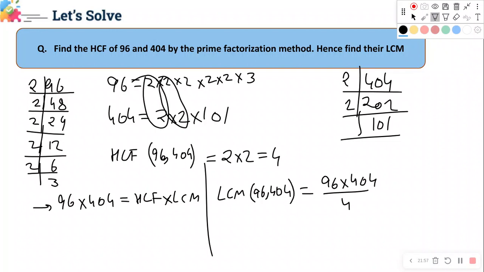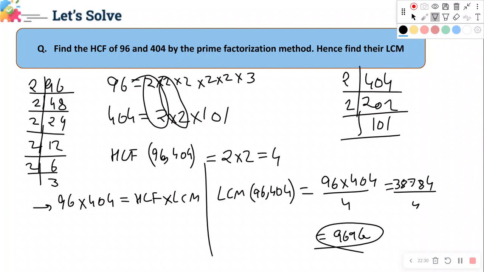ठीक है. So 96 into 404 divided by 4 you will do. So what is 96 into 404? That will be approximately 6 4s are 24, 4 will come over here to carry over somewhere 8, 7, 38,784 divided by 4. Now this divided by 4 will give you 9696. Yes, 9696. That becomes your LCM.